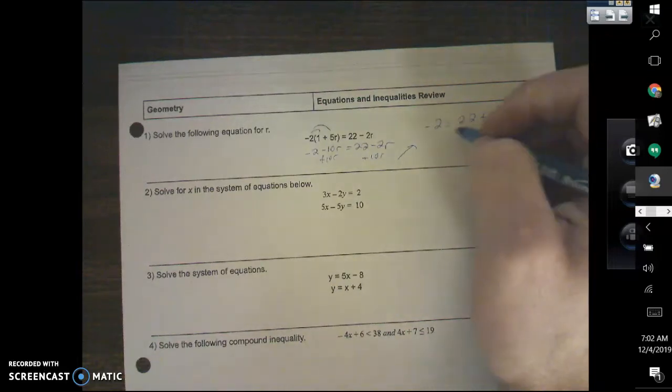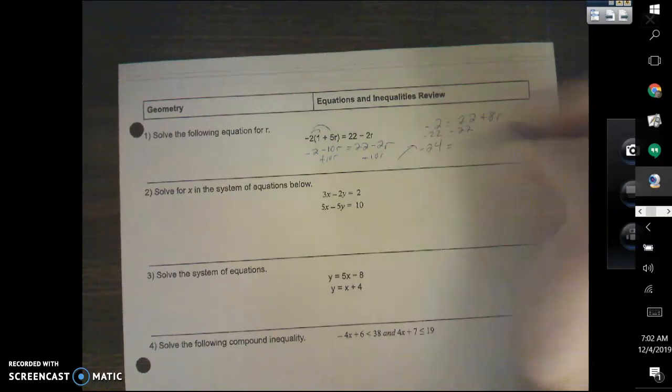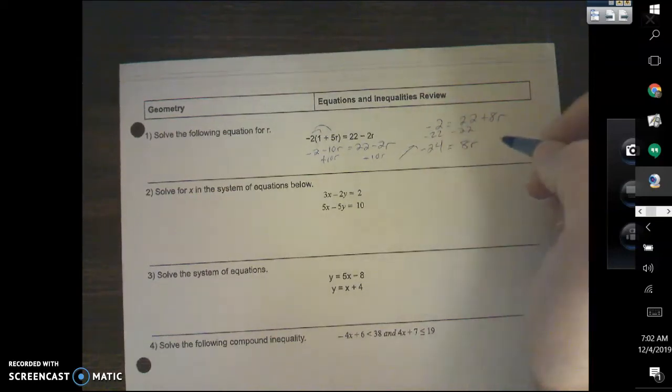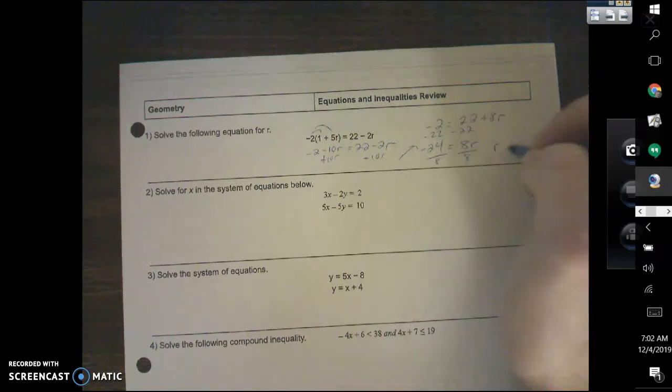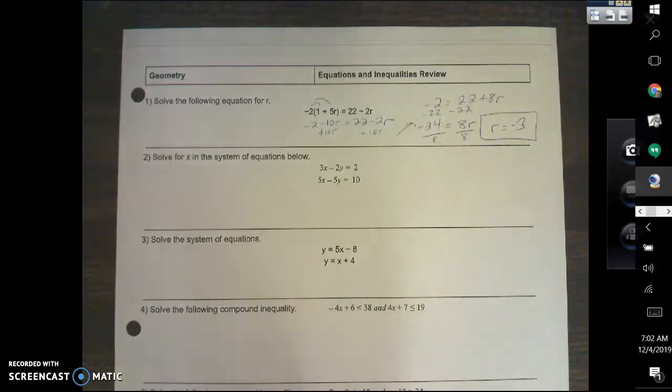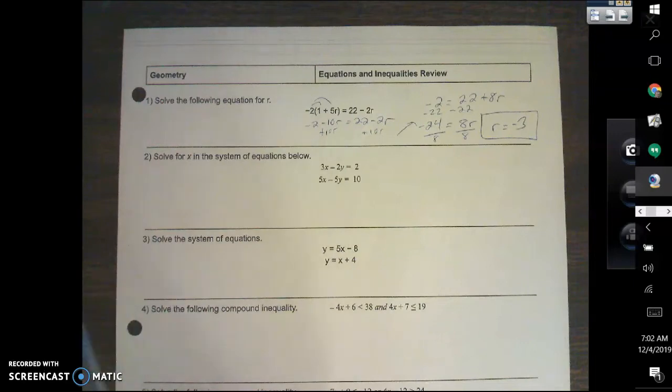Very good. So I can subtract 22 from both sides now. -24 equals 8R. Be careful with your signs. Divide by 8. R equals -3. Cool. So just a simple equation solving, getting variables on one side. We're good to go.